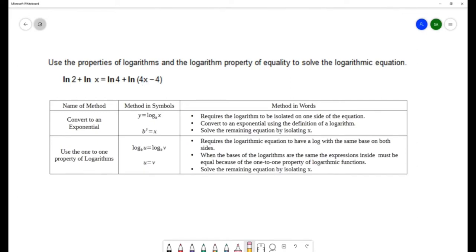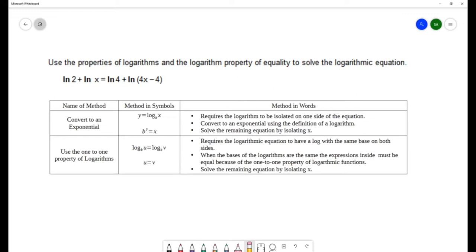So in this example, we'd like to solve the logarithmic equation using the logarithm property of equality, and that's what I have written down here as the one-to-one property of logarithms. In order to use this property, we need to have a log with a certain base on one side of the equation and a log with that same base on the other side of the equation.